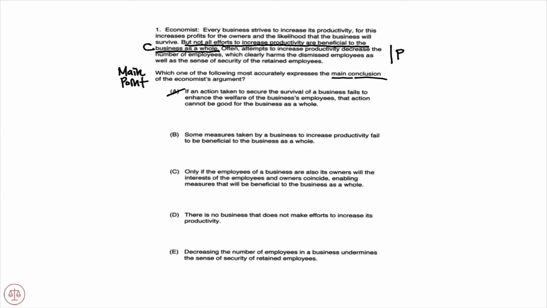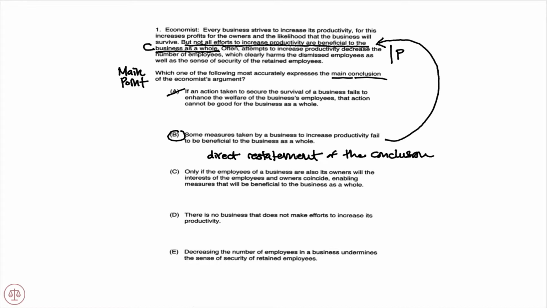What about B? Some measures taken by businesses to increase productivity fail to be beneficial to the business as a whole. And you notice that B is a direct restatement of the conclusion. So B would be the correct answer.